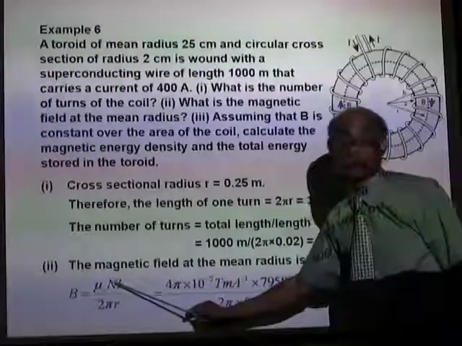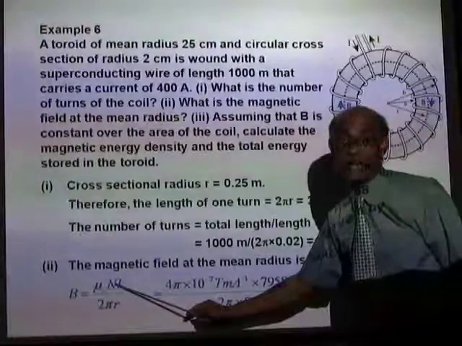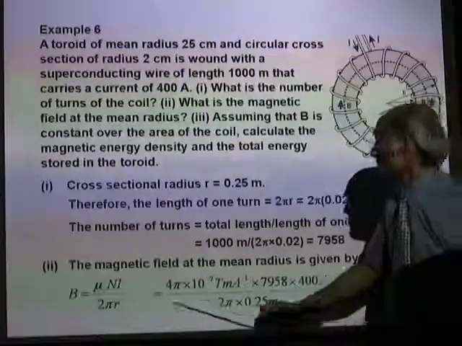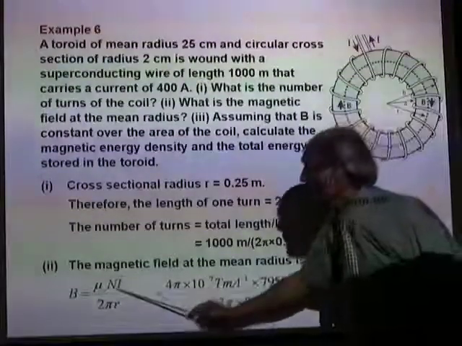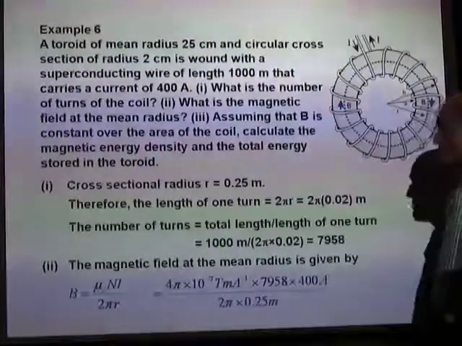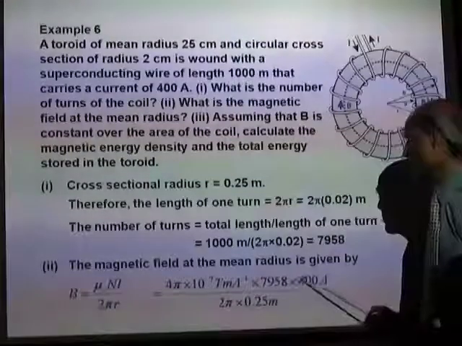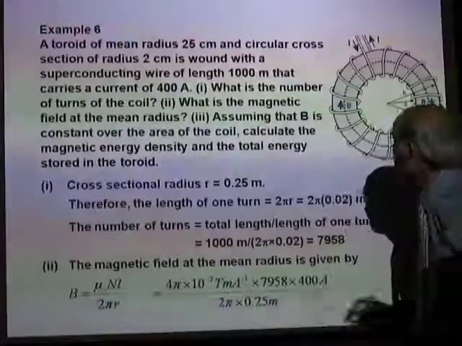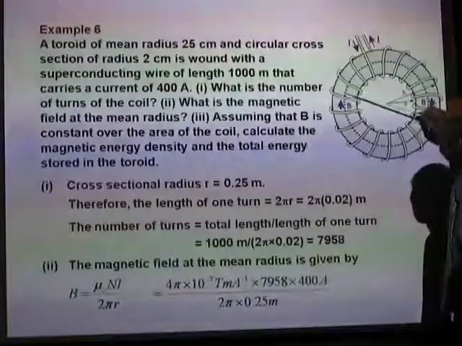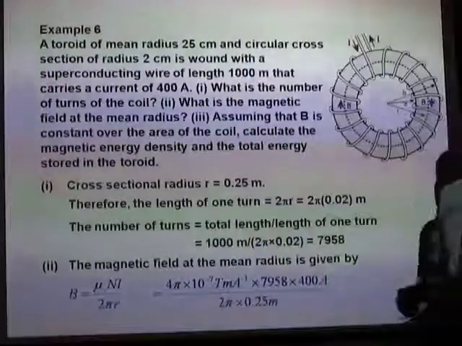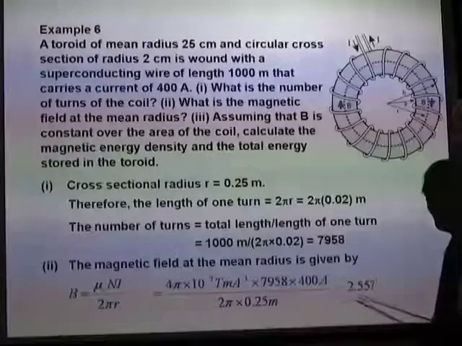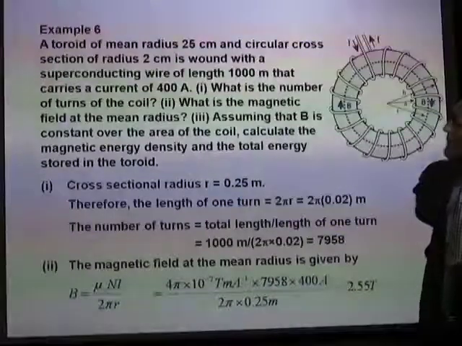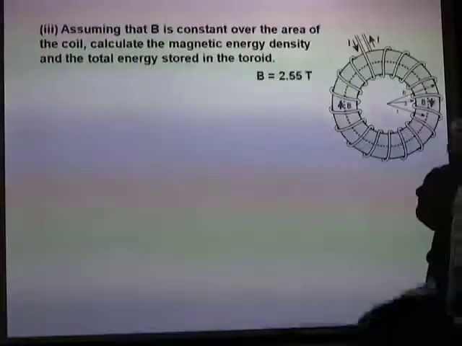Now, remember, don't confuse between lowercase n and uppercase N. The uppercase N is the total number of turns. So that will be mu 0 N i over 2 pi r, with the current i. This is a measure of the magnetic field at the mean radius of the toroid, and that will be 2.55 Tesla.